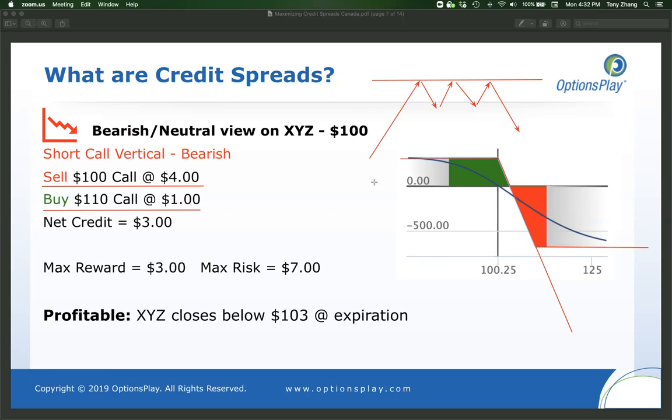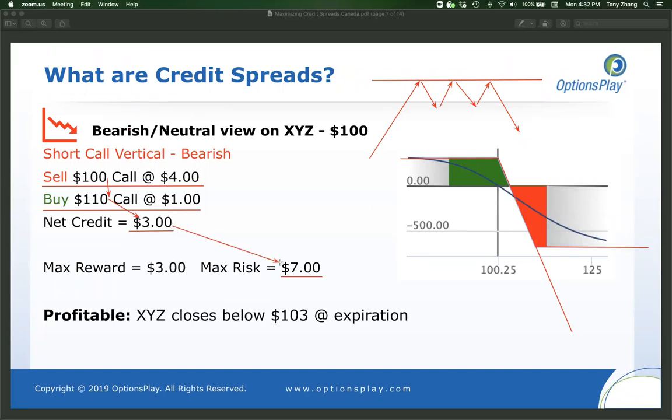Now you have the same risk profile, but the net credit you receive is $3, and you've capped your max risk from unlimited to just $7. Again, that max risk is calculated from the distance between the two strikes, the 100 and 110 strike, which is $10, minus the $3 credit that you receive.